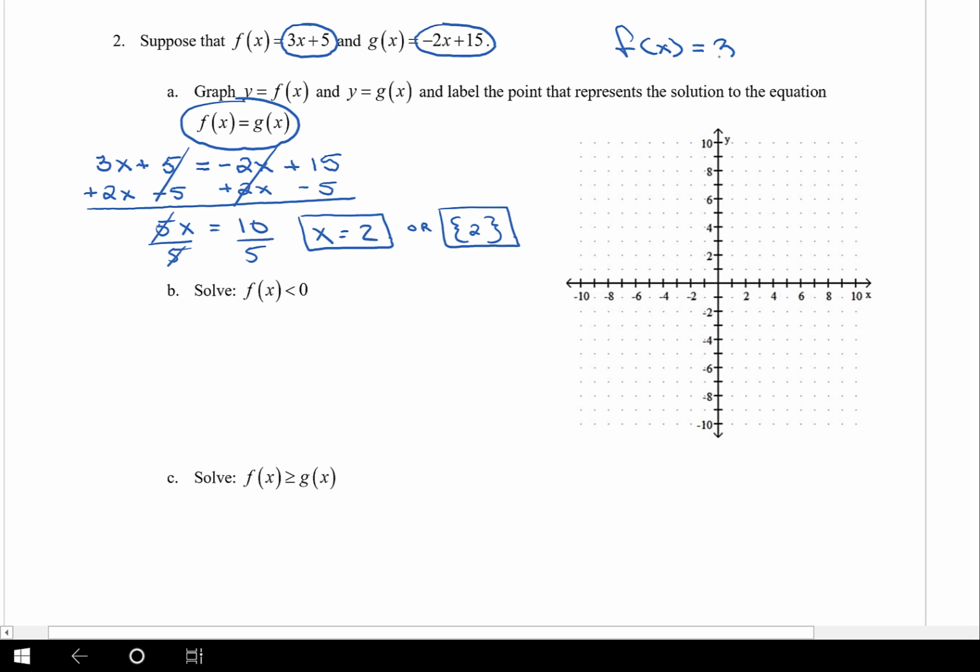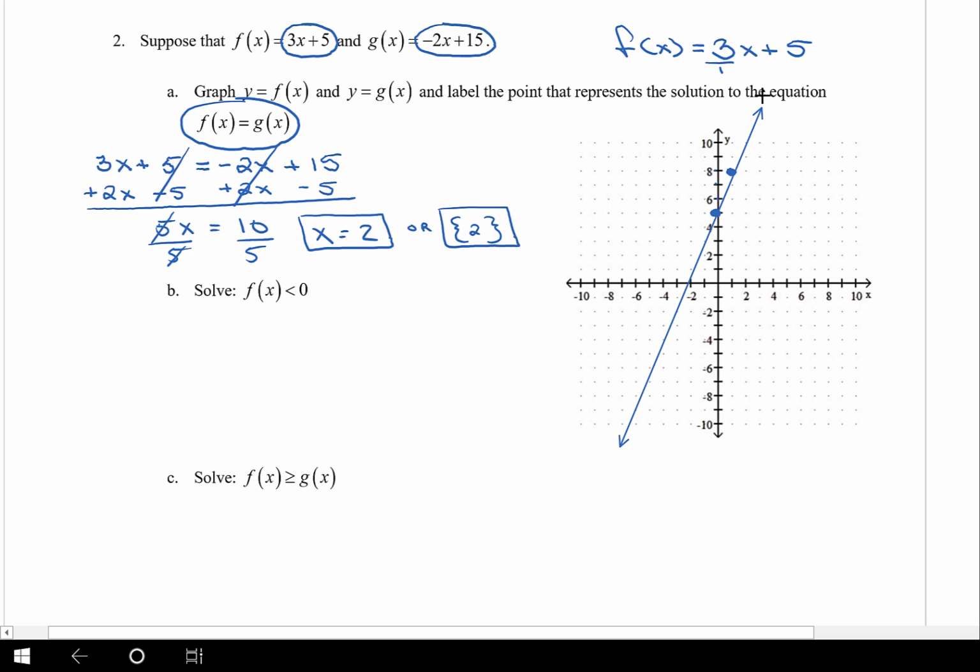F of x is equal to 3x plus 5. I'm going to use what I learned from slope-intercept form. I'm going to use my y-intercept and the slope to help me graph this. So I plotted a point here at (0, 5), and I went up 3 and over 1 to the right. And there's my line.